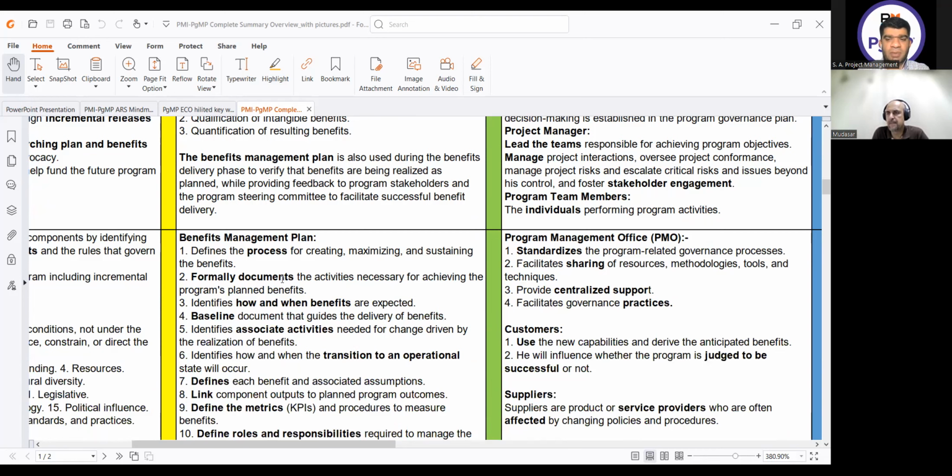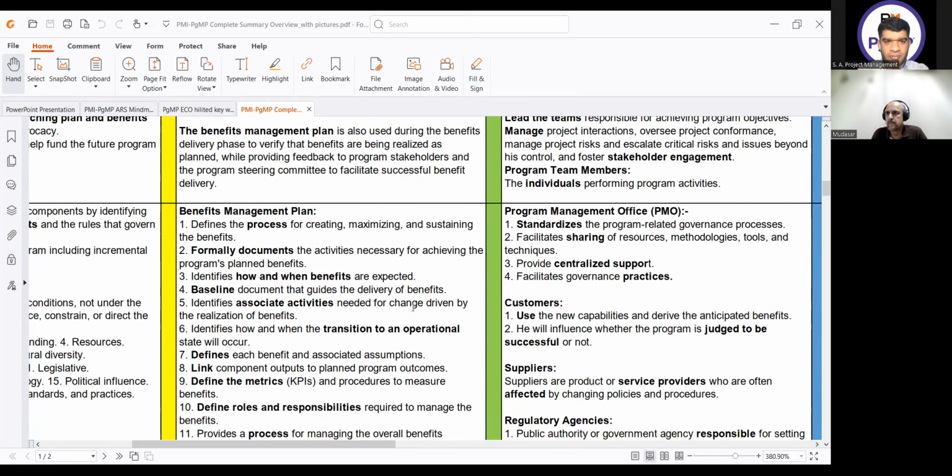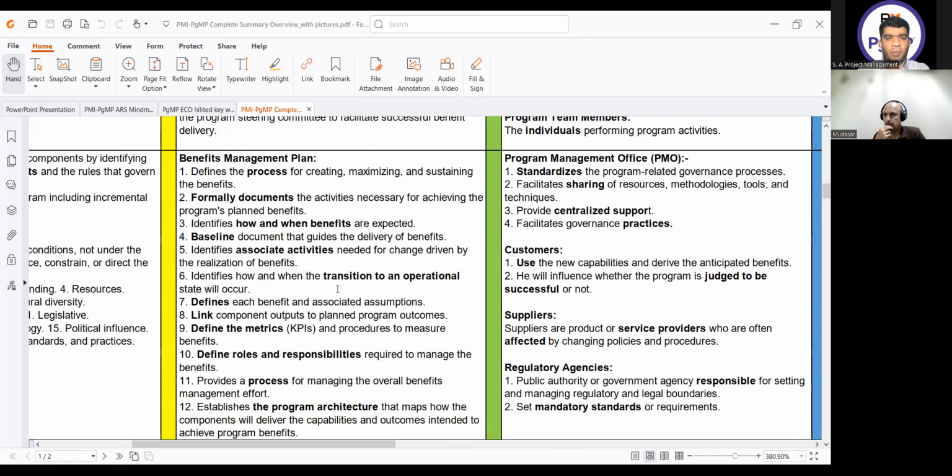What is in the benefits management plan? It defines the processes for creating, maximizing, and sustaining the benefits, formally documents the activities necessary for achieving the program's planned benefits, identifies how and when benefits are expected, is a baseline document that guides the delivery of benefits, identifies associated activities needed for change driven by the realization of benefits, identifies how and when the transition to an operational state will occur.